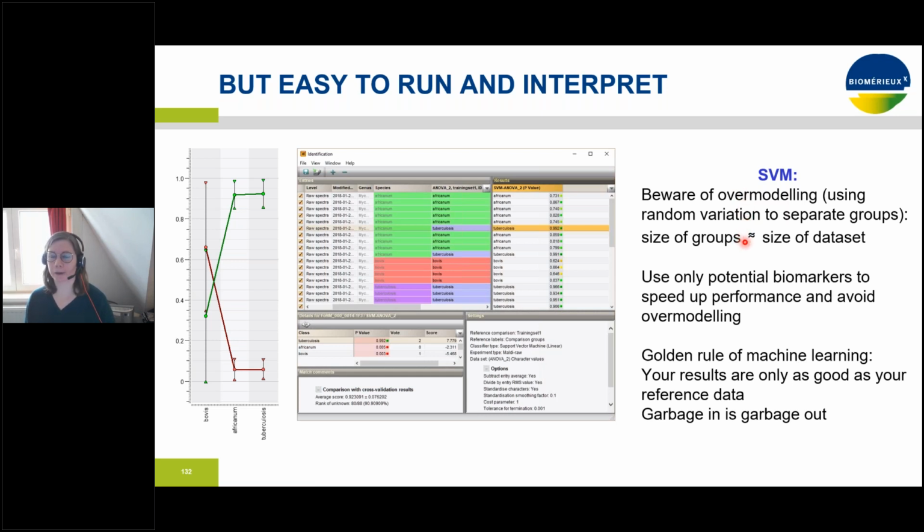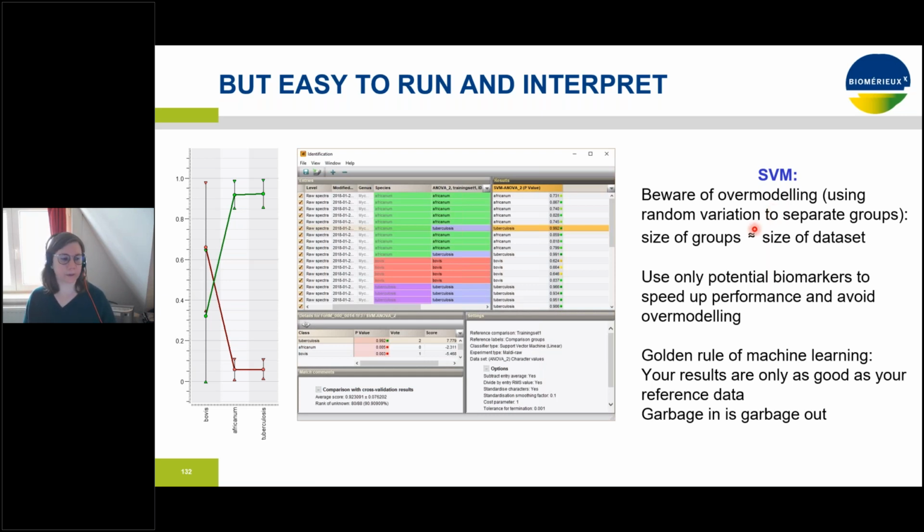So if you have groups that only contain 3, 4, or 5 strains' spectra, and you're looking at the complete set of peaks of like 200-300 peaks, it will always find something in that data set just based on randomness that is specific for those few strains. And that will give you an over-modeling, which means that you're actually just looking at signals that are due to chance and not due to a real biological signal.